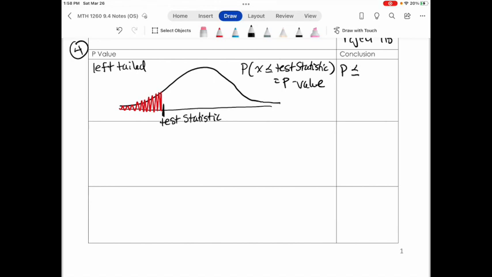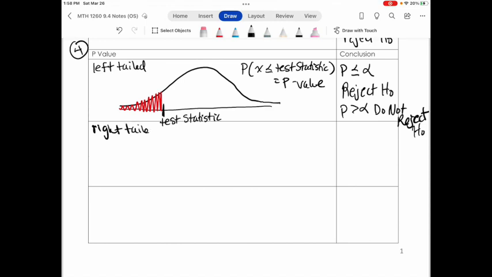This is our p-value. So if we get a p-value that's less than or equal to our alpha value, our level of significance, we are going to reject the null hypothesis. If the p-value is greater than alpha, then we're going to say we do not reject the null hypothesis.